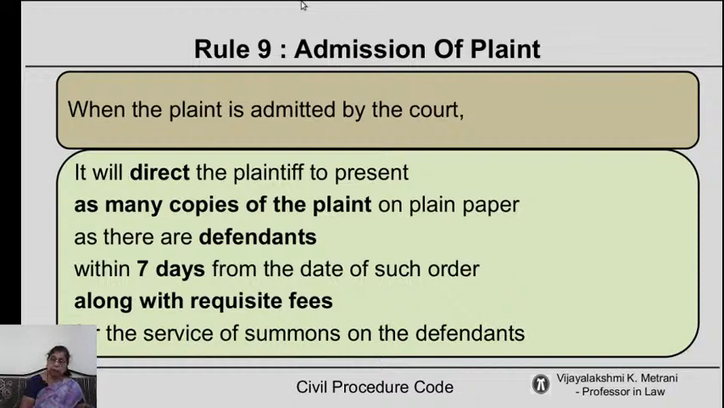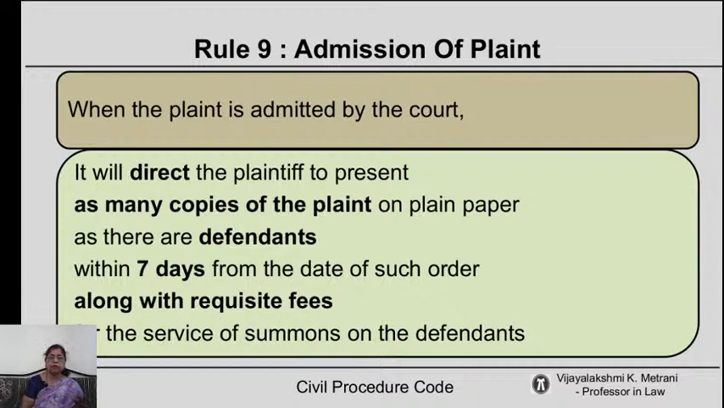Why? Because once the summons is sent to that particular defendant, he has to know what is the case which he has to represent or which he has to face, and therefore he needs to know the details. So the copy has to be served upon him. For that purpose, the court will direct the plaintiff to present as many copies.